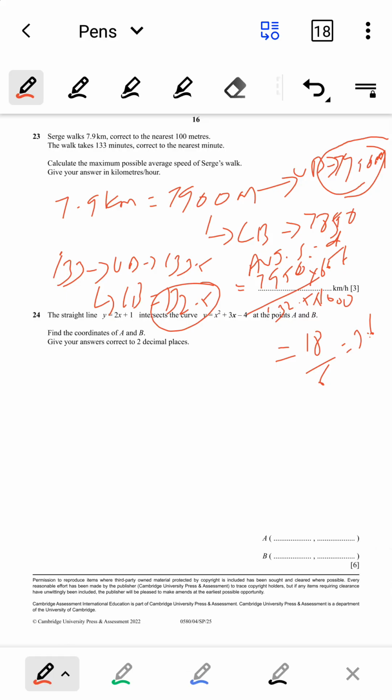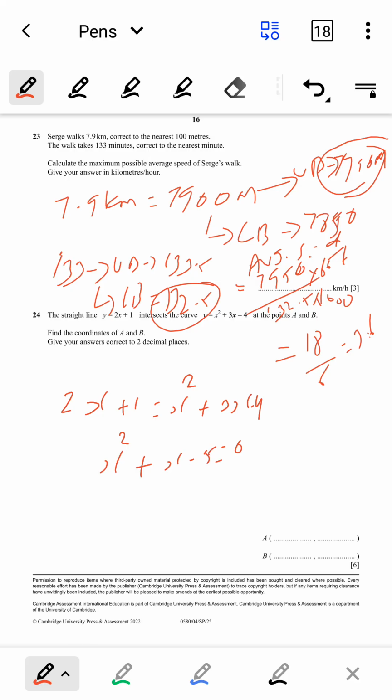Then the final question. The straight line y equals 2x plus 1 intersects the curve y equals x squared plus 3x minus 4 at the points A and B. Find the coordinates of A and B. Give answers correct to 2 decimal places. Very simple. Both are intersecting the curve, so equate both values of y. So 2x plus 1 equals x squared plus 3x minus 4. Simplifying, you get x squared plus x minus 5 equals 0.